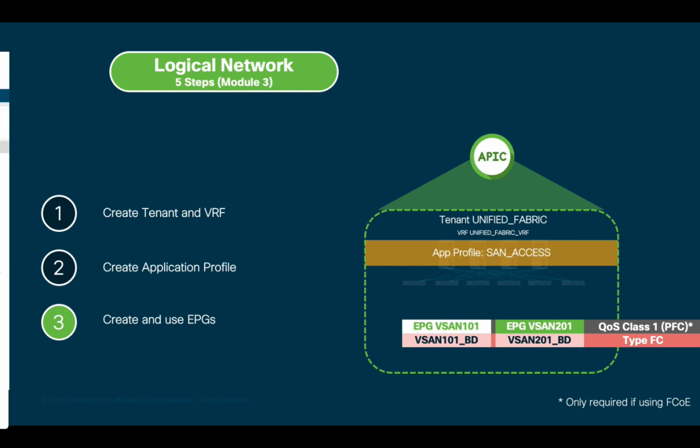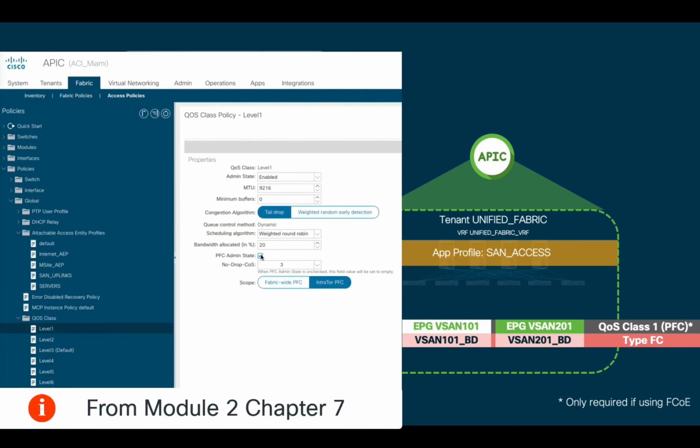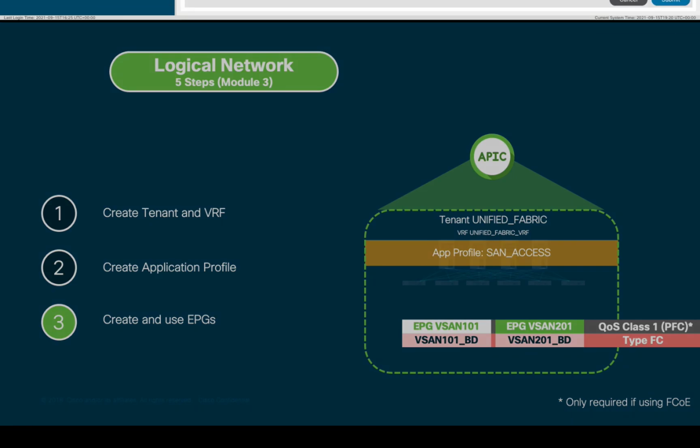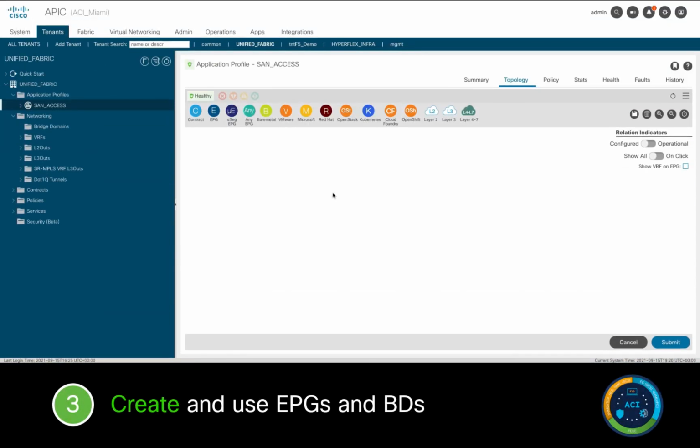In our case, we will simply leverage our configuration for Module 2, Chapter 7, where we enable priority flow control in QoS Class 1 as part of our access policies. Keep in mind that this configuration is only needed for FCoE scenarios, so if you have Fibre Channel on both initiators and targets, you will not need to do this. Let's now go back to APIC and configure this.